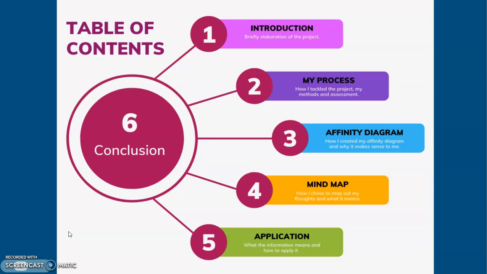So here is the table of contents. I have an introduction, a brief elaboration, my process, how I tackled everything, my affinity diagram, my mind map, and the application. How do we apply this new information that we have learned? And a conclusion to tie everything together.